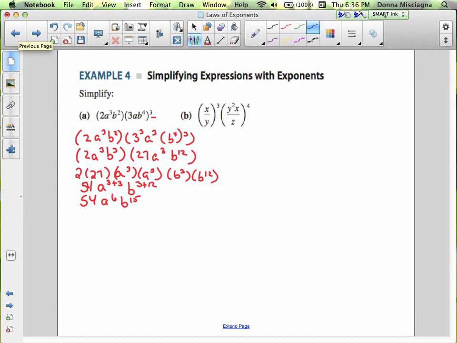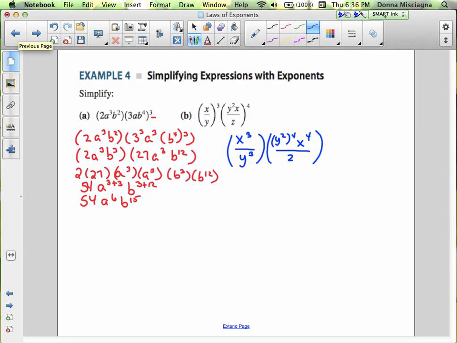All right, so they're both raised to a power. Let's take care of the exponents first. We've got x y cubed. That means we're going to raise x to the third power, and we're going to raise y to the third power. And then we're going to raise y squared to the fourth power, x to the fourth power, and z. All right. Let's simplify these out.